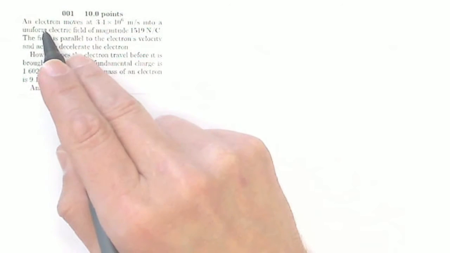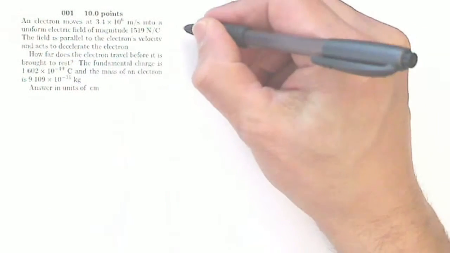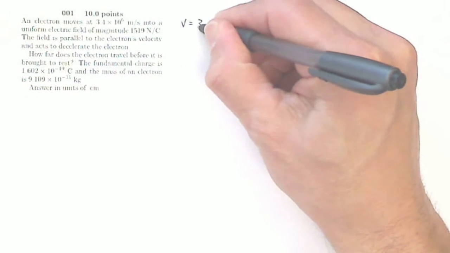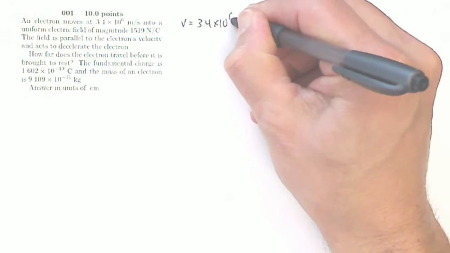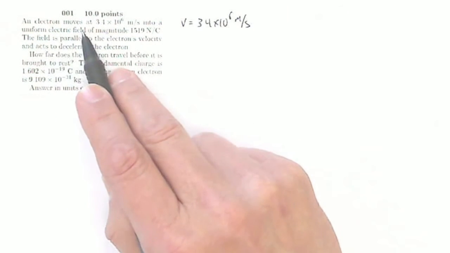This is Mr. Beck Does Your Homework, AP Physics, Homework 9.4, question number 1. An electron moves at 3.4 times 10 to the 6th meters per second. That's my velocity, 3.4 times 10 to the 6th meters per second, into a uniform electric field.